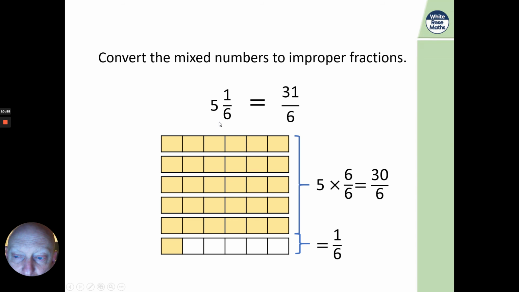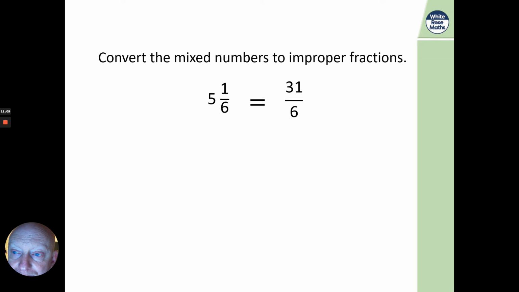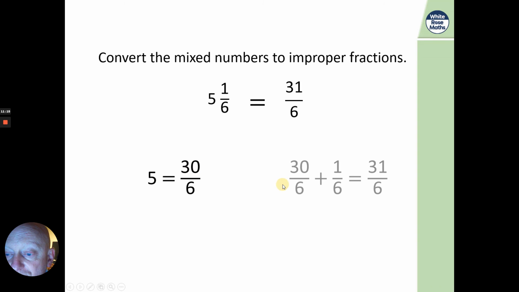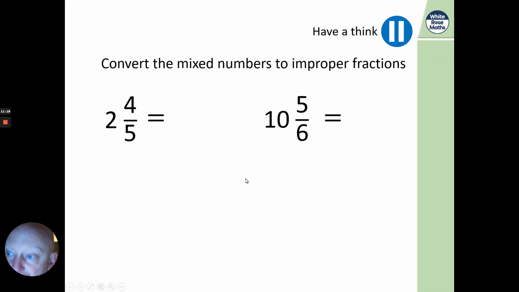And we can also work that out by going, right, 5 times 6 is 30, and then we've got 1 left over. So 31/6. Okay, again, 5 times 6 equals 30, add 1/6 equals 31/6.